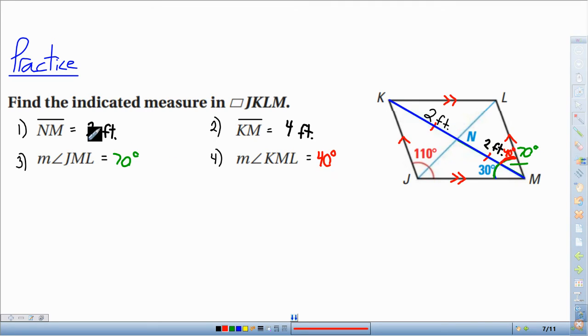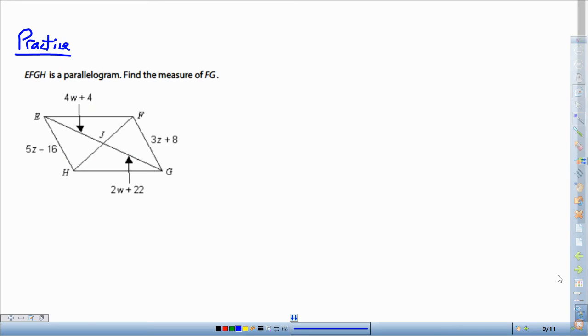Okay, so these are seemingly very simple. I mean, they are very simple. It's just really focusing on what rule is being used in this lesson.